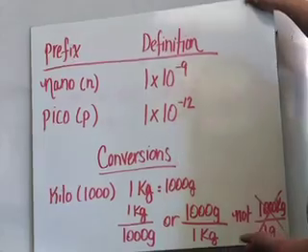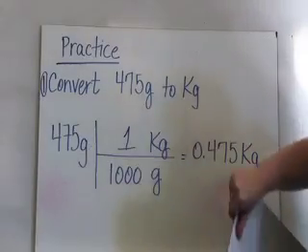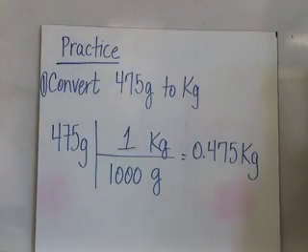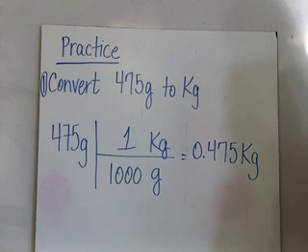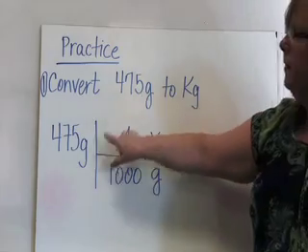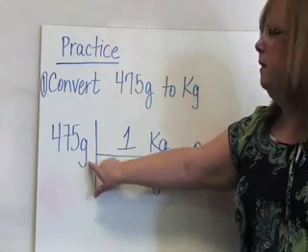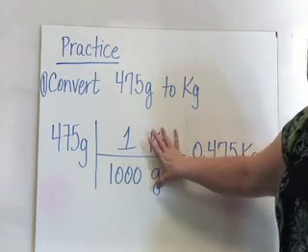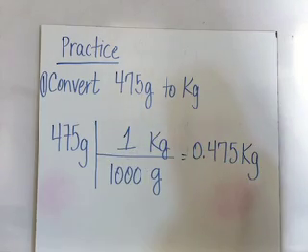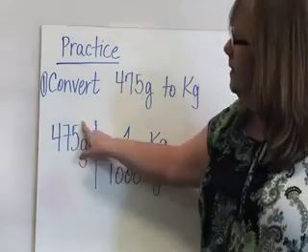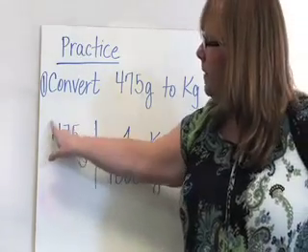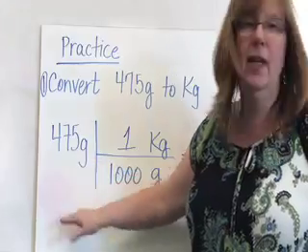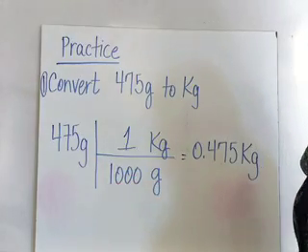So let's see how we're going to do this. Let's convert 475 grams, and let's convert it to kilograms. Always start with what's given, your number and your unit. 475 grams. The next box is going to be our equivalence. Now, this is in our numerator, 475 grams. We have nothing in the denominator. It would be a 1.